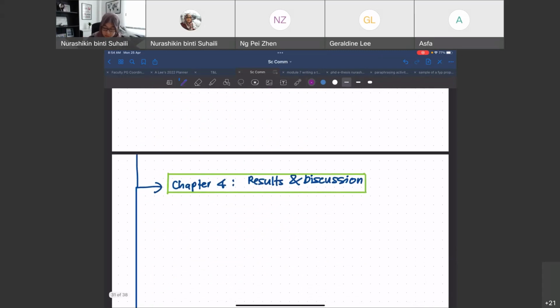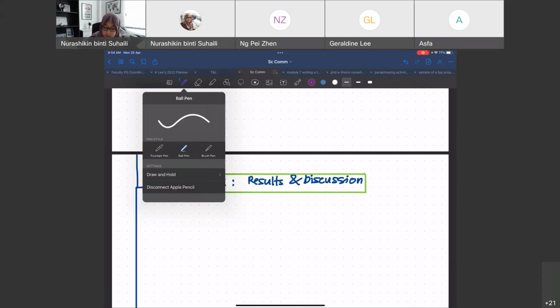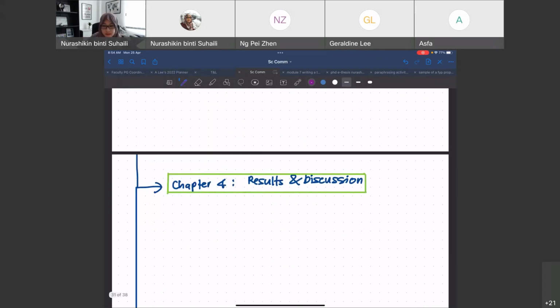For this chapter, sometimes there is a format that splits the two parts, because here we have results, we have discussion. So some formats might have chapter 4 as results and chapter 5 as discussion. So both ways, either you combine or you separate, both are fine. It's just that sometimes maybe the school requires the students to write chapter 4 results, chapter 5 discussion, so the students have to follow that format. But if it's not stated, you can adopt any that is suitable for you.